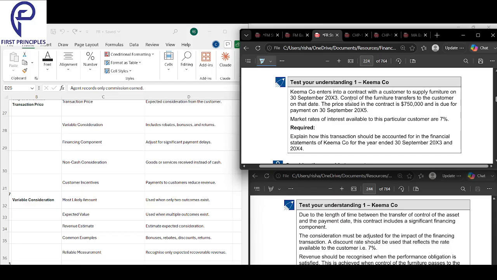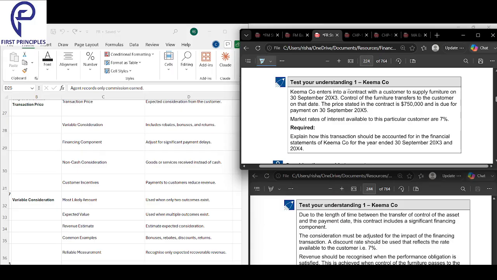So, Kima Co. enters into a contract with the customer to supply furniture on 30th September 2003. The furniture is transferred to the customer on that date. So, the economic event has happened on that date itself. Okay, the price stated in the contract is 750,000 and is due for payment. Right, the transaction price is 750,000.